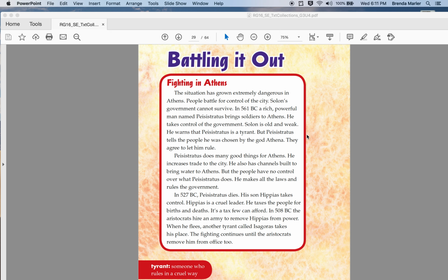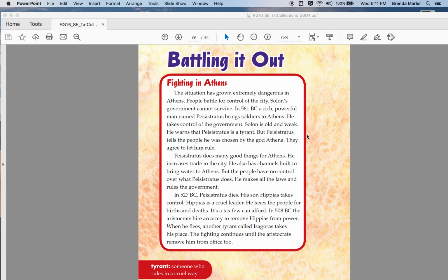The people have no control over what Pisistratus does. He makes all the laws and rules the government. In 527 BC, Pisistratus dies. His son, Hippias, takes control. Hippias is a cruel leader. So now we have another cruel leader. The father is a cruel leader and his son is a cruel leader.